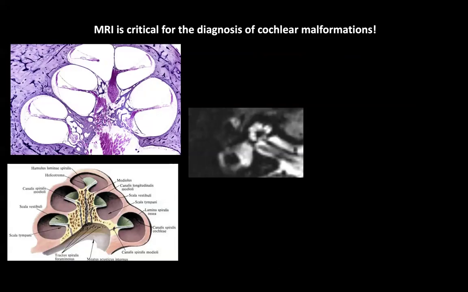This is a normal cochlea. There is a modulus, there is a lamina spiralis ossea that divides the scala tympani below, where the electrode will go, and the scala vestibuli above. And then interscalar septa, that are this triangular area of hypointensity here that divides the turns.